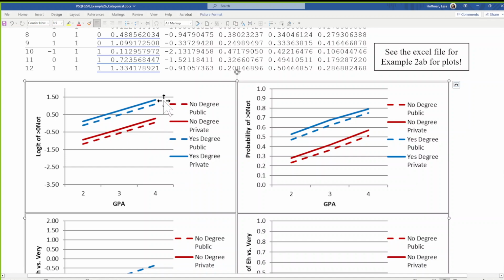The difference between solid and dashed of each color is illustrating the effect of public versus private, and they're very close together because that variable wasn't significant.